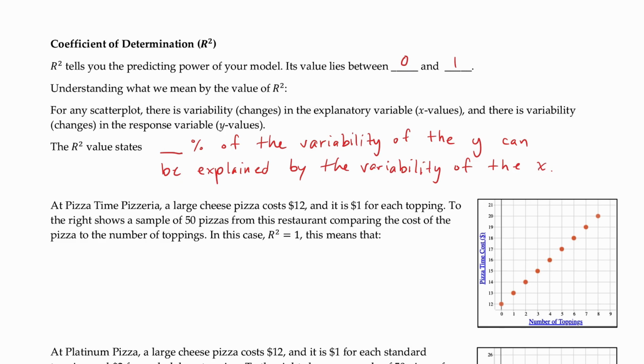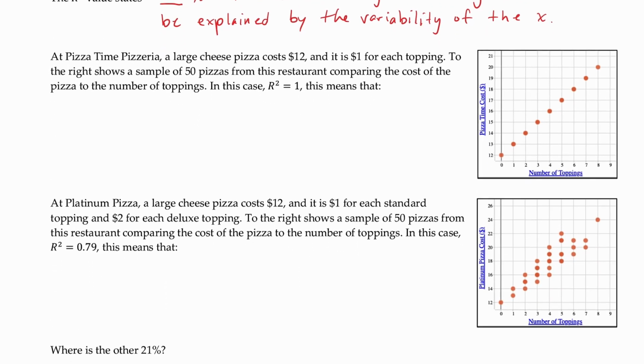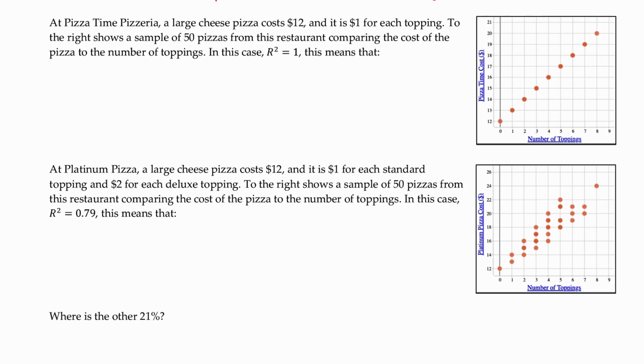So to really sort of make this make sense to us, let's look at an example where we're going to compare two pizza places, okay? We've got Pizza Time Pizzeria, and there, a cheese pizza that's large costs $12, and then it's $1 for every topping, okay? So if I went over to Pizza Time Pizzeria, sat outside, and customers came out, and I asked them, all right, how many toppings did you get? What was the cost of your pizza? Over and over and over again. I do this 50 times, okay?